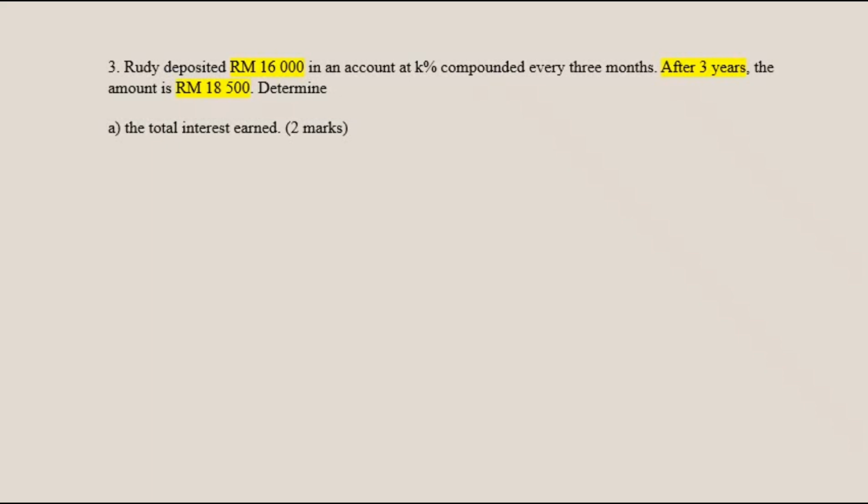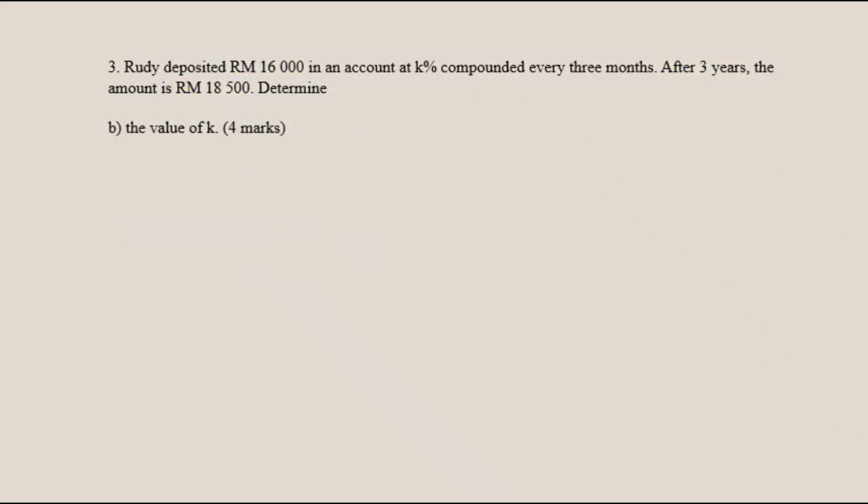To answer this question, we have to identify the future value of the investment and also the principal value of the investment. The principal value is 16,000 ringgit, while the future value is 18,500 ringgit. To find the total interest earned, we have to subtract the principal value from the future value, which gives us the answer 2,500 ringgit.